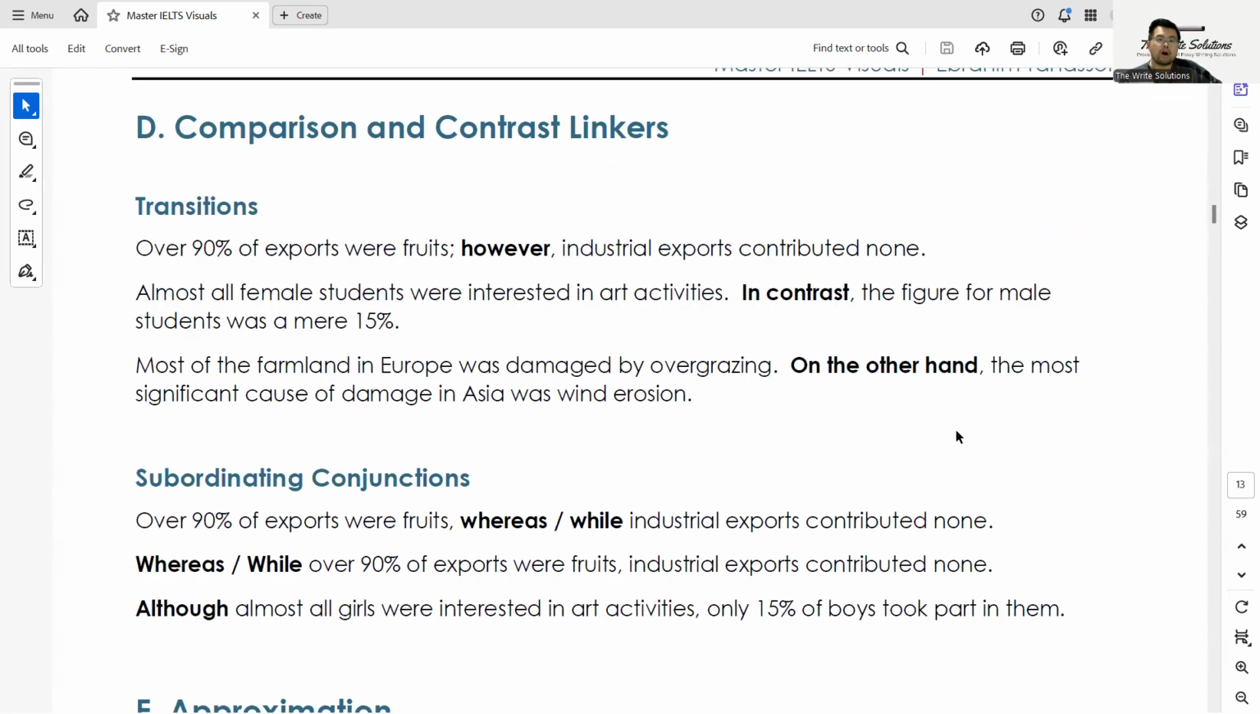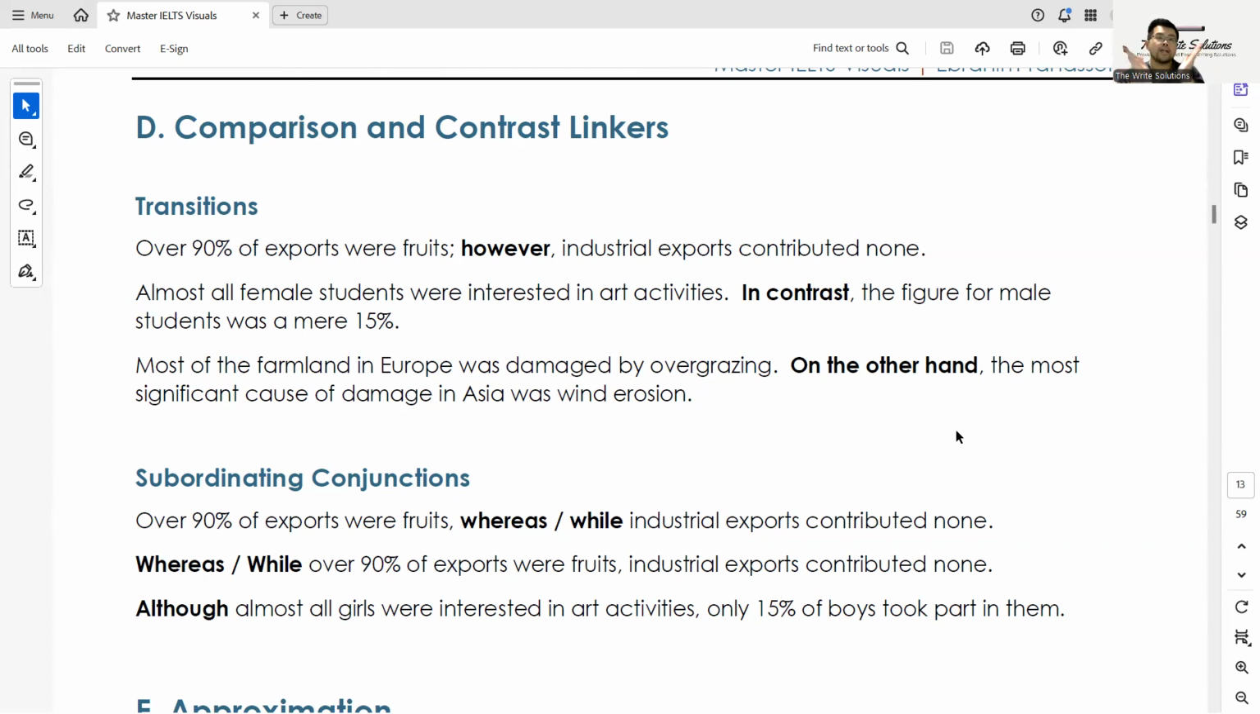We're going to talk about contrast linkers, as we said, cohesive devices. Over 90% of exports were fruits. However, which is the next one, is in contrast to. In contrast, on the other hand, these are transitions, and you're comparing and contrasting different things.